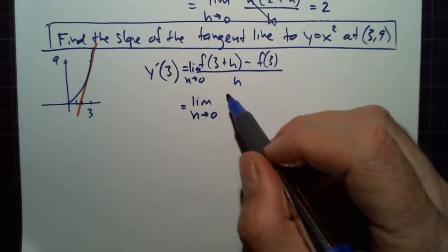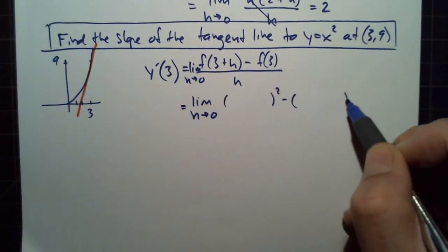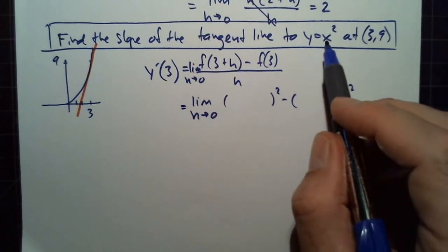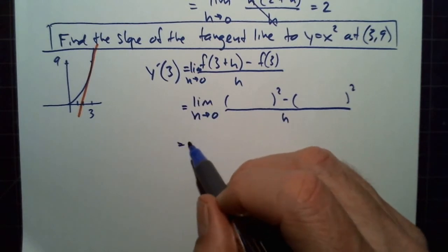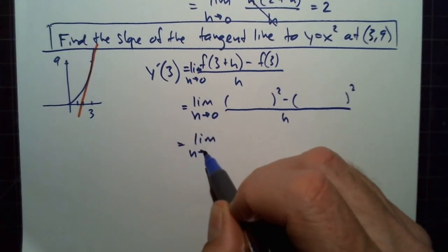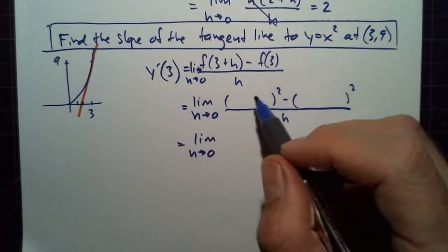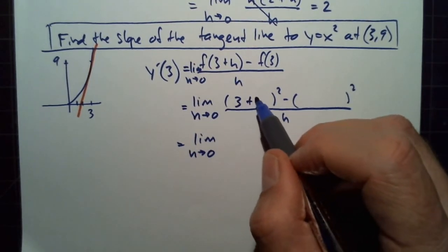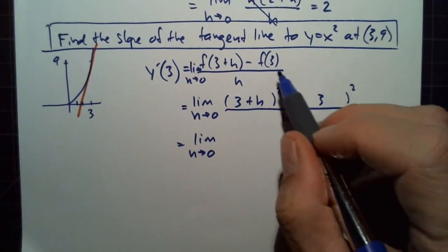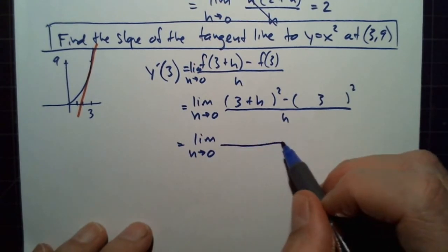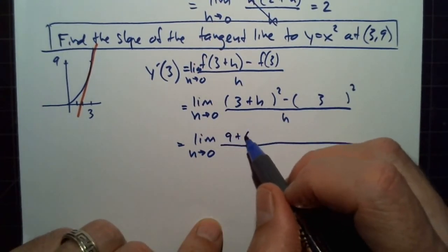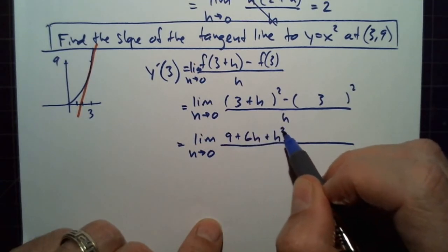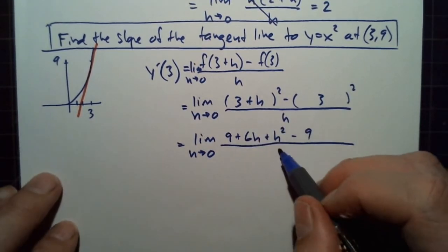And we have x squared, so everywhere we see an f, we'll put a space squared. And in that space, we'll have 3 plus h from there, and 3 from there. This gives us 9 plus 6h plus h squared minus 9 over h.